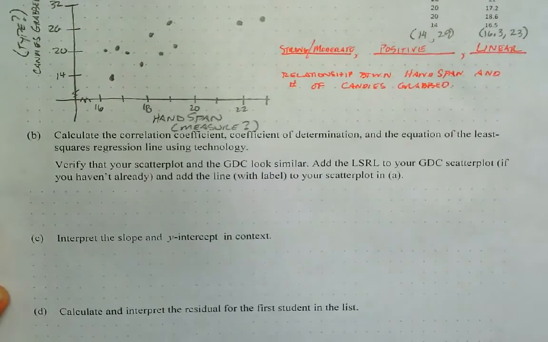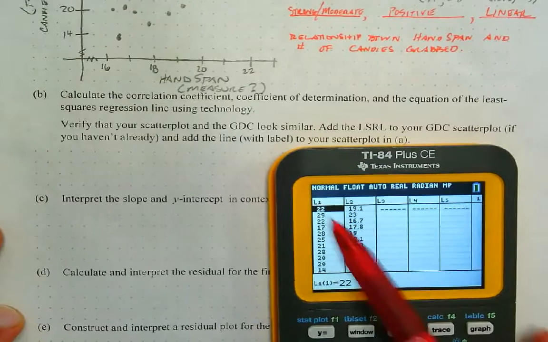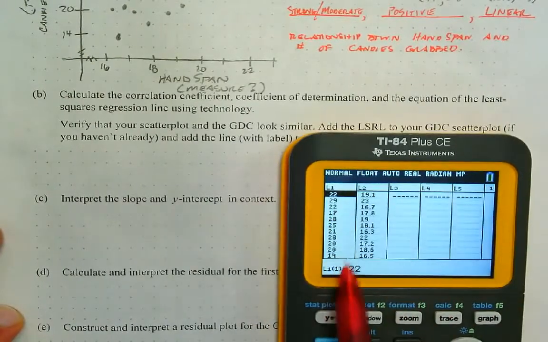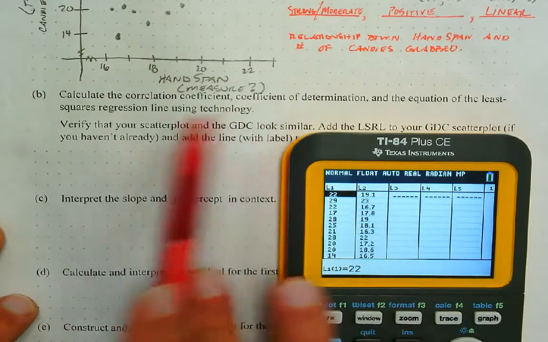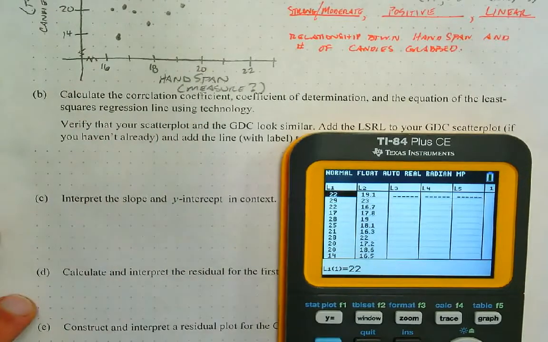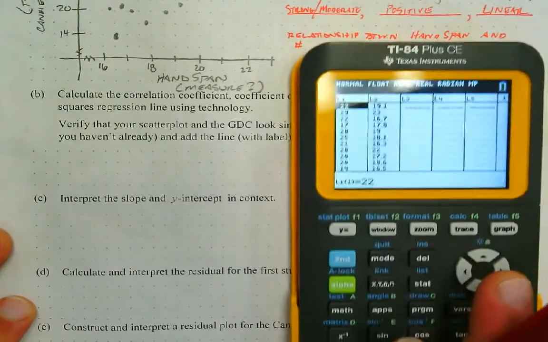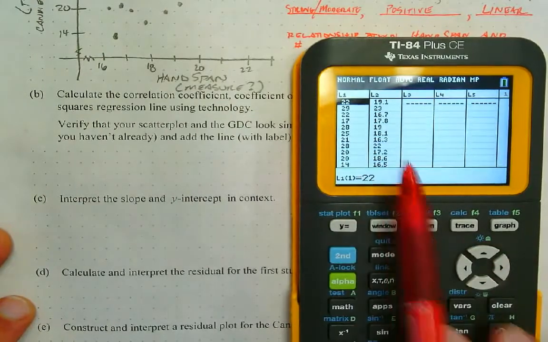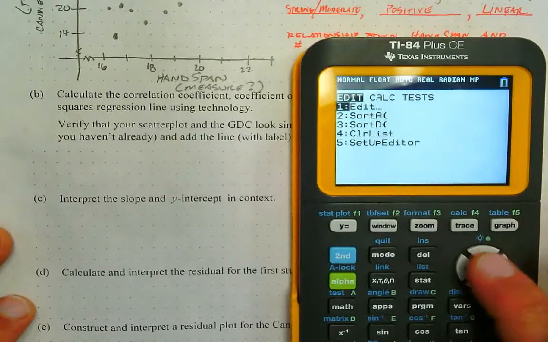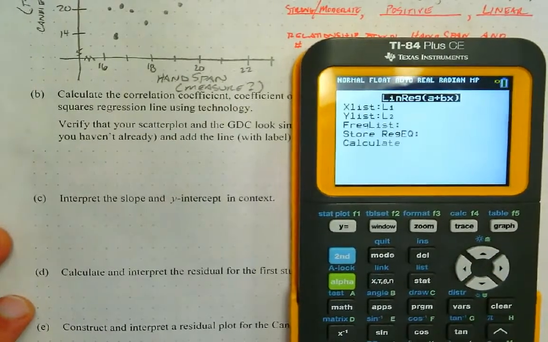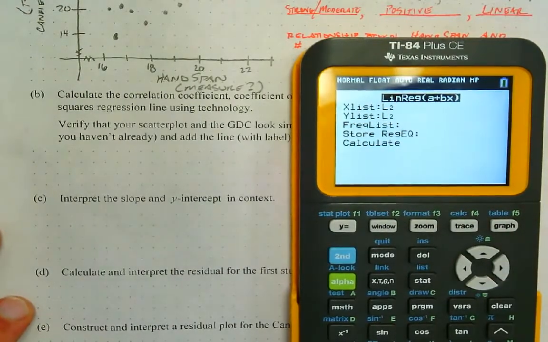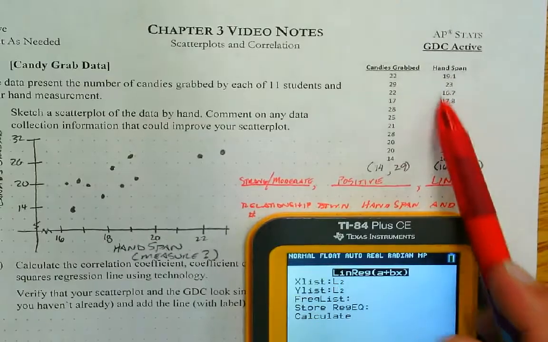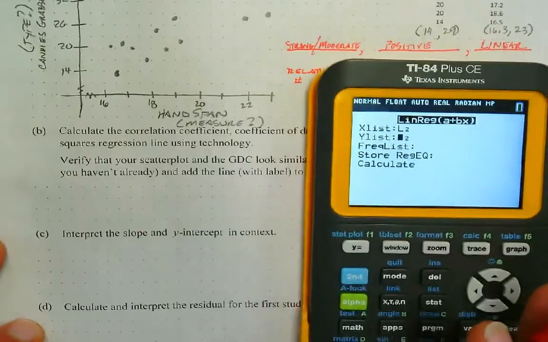Okay, then our next step involves the use of a calculator. So I've taken the time to put my information in the calculator, and here I have my candies, and here I have my hand span. I want to calculate the correlation coefficient, the coefficient of determination, and the equation of the least squares regression line using my calculator. So I'm going to put the information in my table, but I have to remember that when I do my linear regression, my x list is not L1. My explanatory variable I had in L2. This hand span I called my explanatory, so I've got to make sure that I adjust that.